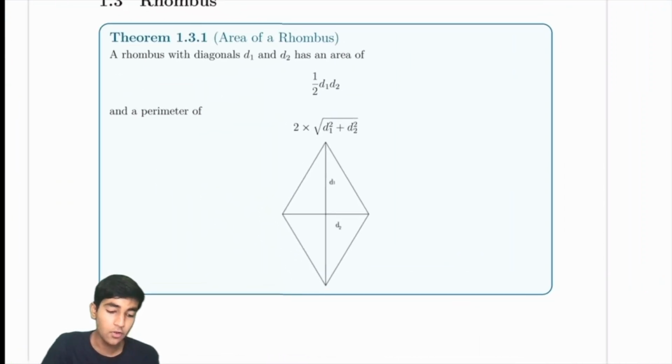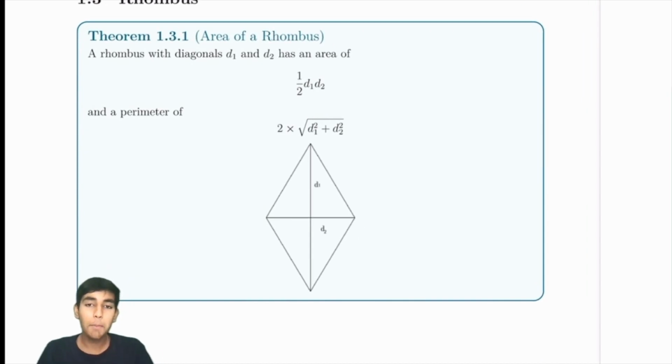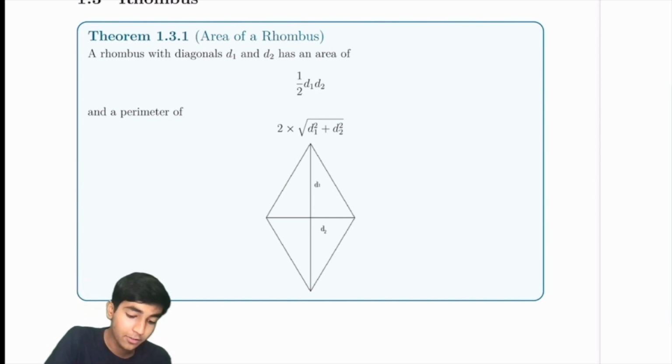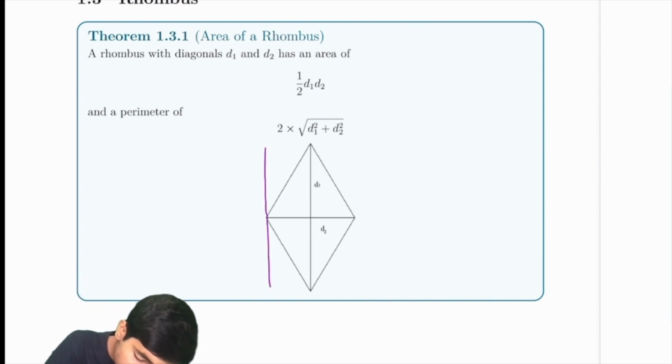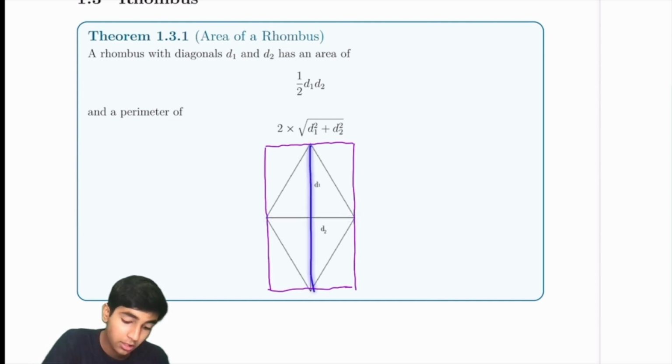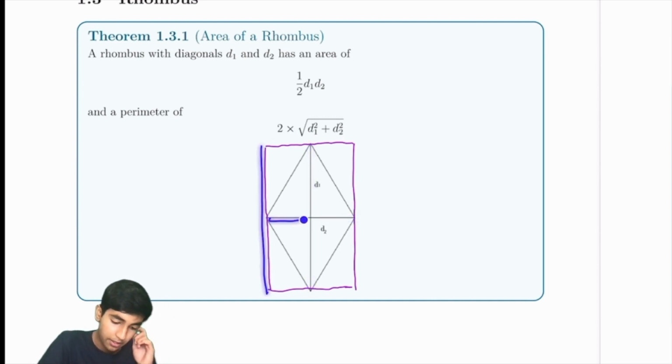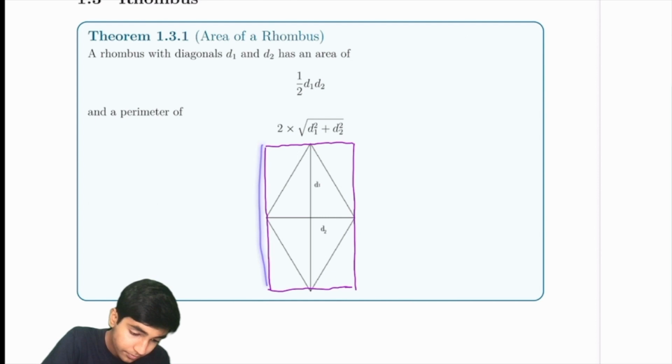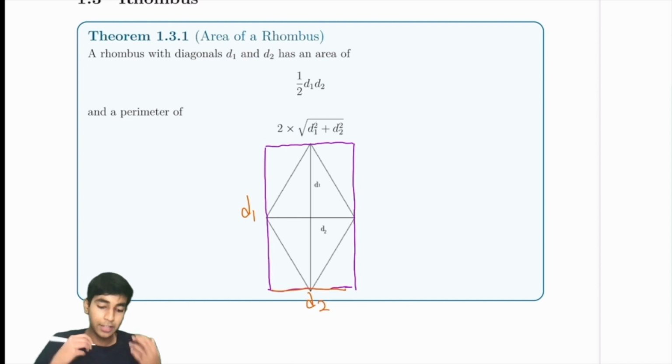Okay, now we're going to move on to the rhombus. The area of a rhombus with two diagonals is half times the product of the diagonals. And the reason this is true is you can imagine drawing a nice big box around these diagonals. And look here how it's d1 times d2. Well, this is d1, so it's the same length as over here. And this is d2, so it's the same length as over here. So this is d1, and this is d2. So the area of the rectangle is d1 times d2.